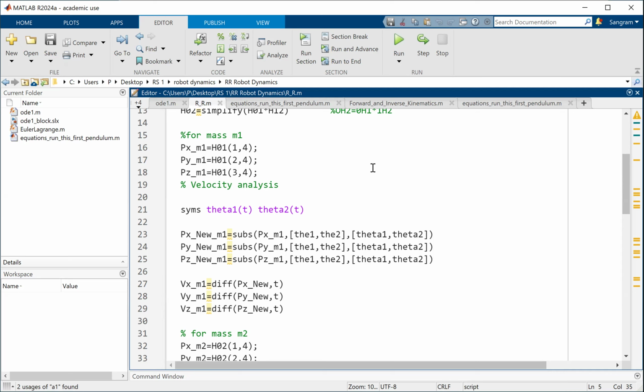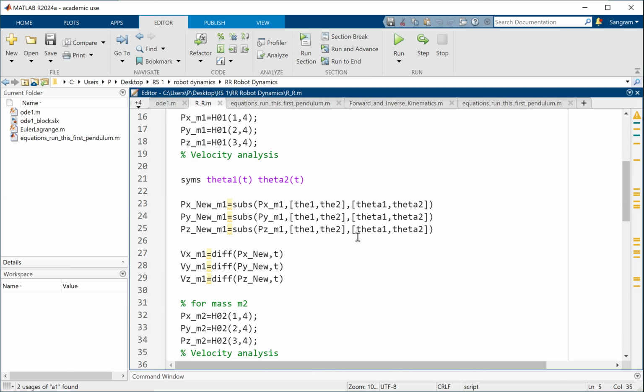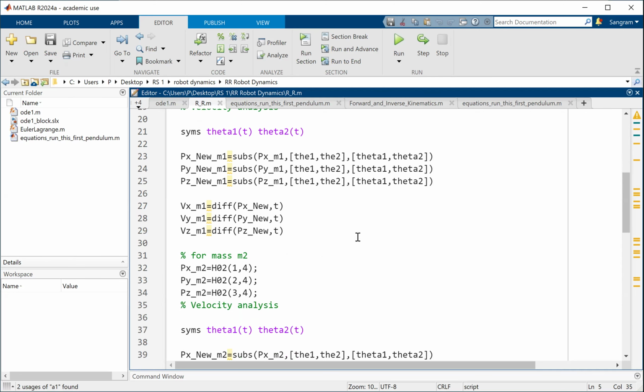Why do I need to do this? Because at this stage, I'm going to take the derivative. And I'm going to take the derivative with respect to t. So I need to specify that theta 1 and theta 2, both these variables are dependent on t. Everyone understood this? If you don't do this, you won't get the correct answers. Next step is we repeat the exact same process for mass M2.